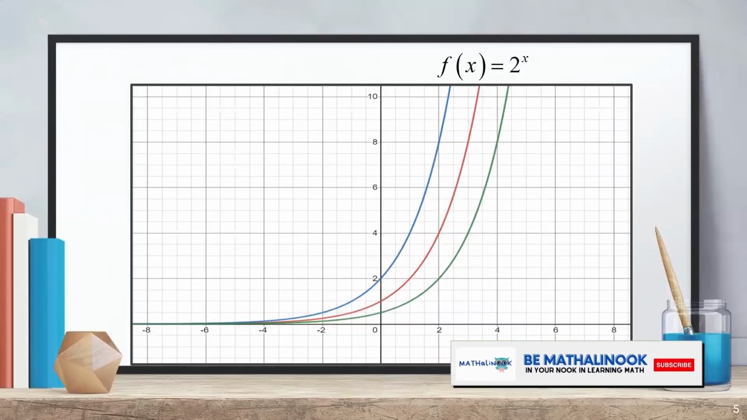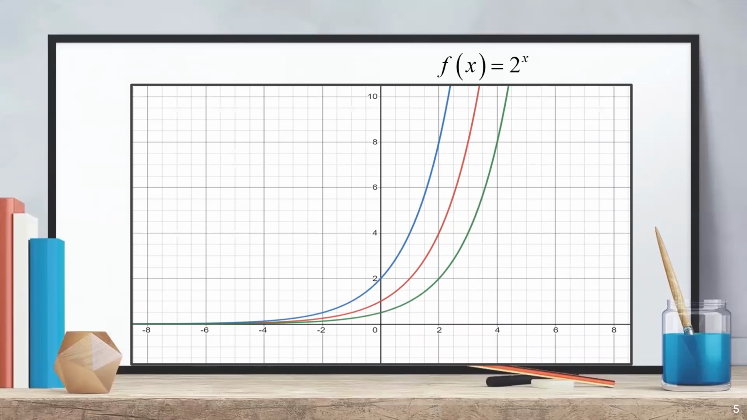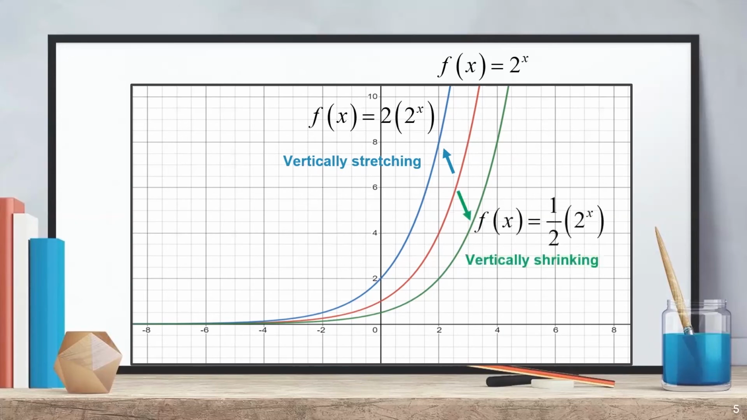The graph shows 3 exponential functions. The red one is the graph of the mother function f of x equals 2 raised to x. Moreover, the blue one is the graph of f of x equals 2 times 2 raised to x. Comparing it to the mother function, it is vertically stretched. On the other hand, the green one is the graph of f of x equals 1/2 times 2 raised to x. And comparing it again to the graph of f of x equals 2 raised to x, it is vertically shrunk.